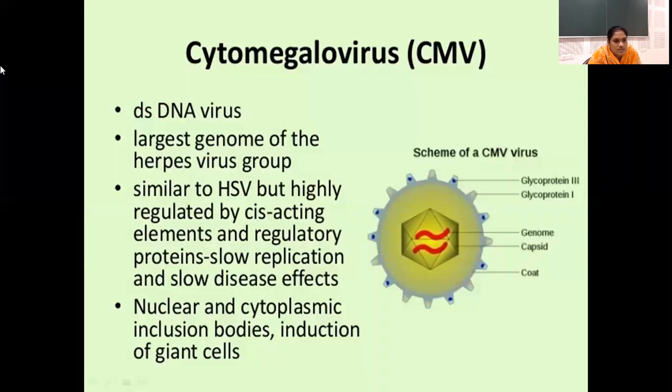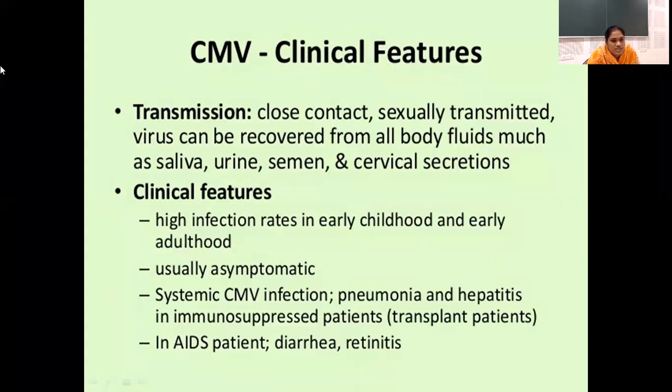The next is the cytomegalovirus. It is a double-stranded DNA virus and has the largest genome of the herpes virus group. So these are the clinical features. Transmission is by close contact. It is sexually transmitted and can be transmitted by transplantation. It is present in all the body fluids such as saliva, urine, semen, and cervical secretions.